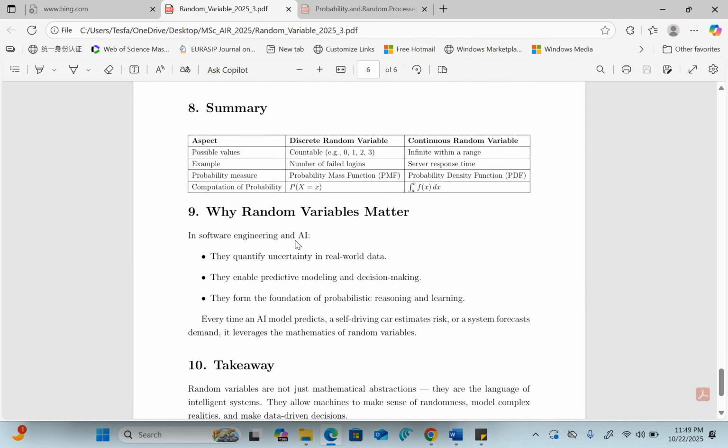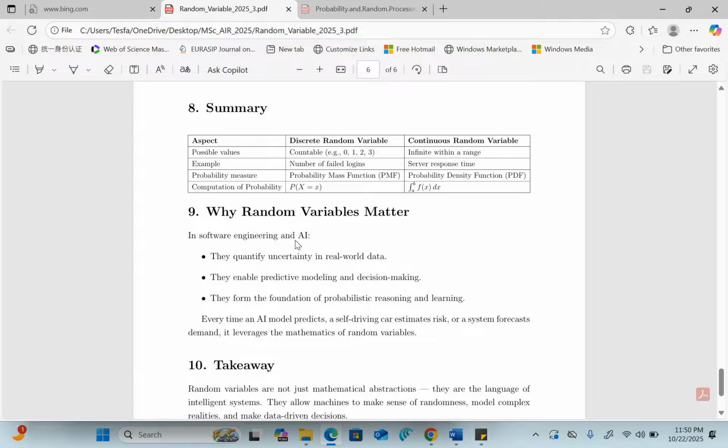So to summarize these two concepts, the possible values for a discrete random variable are more or less countable, but it does not mean that it does not assume negative or decimal values. It could assume some decimal values, but there has to be a regular gap between them, unlike continuous, where it assumes uncountably infinite possible values. Number of failed logins and server response time are respectively examples of a discrete random variable and a continuous random variable.